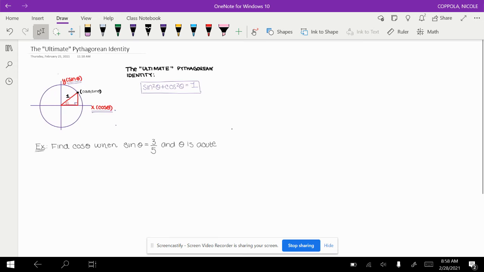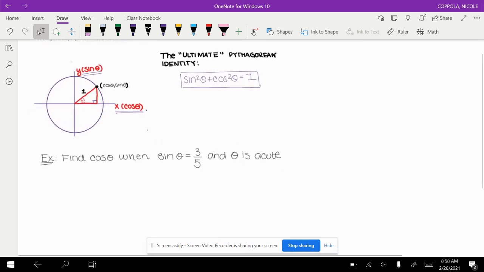Okay, so what I'd like to do is this little application problem. Without further ado, let's get started. Find cosine theta when sine theta equals 3/5 and theta is acute. So I just need to find the value of cosine theta. Notice how it's not saying find theta. I just want the value of cosine theta.